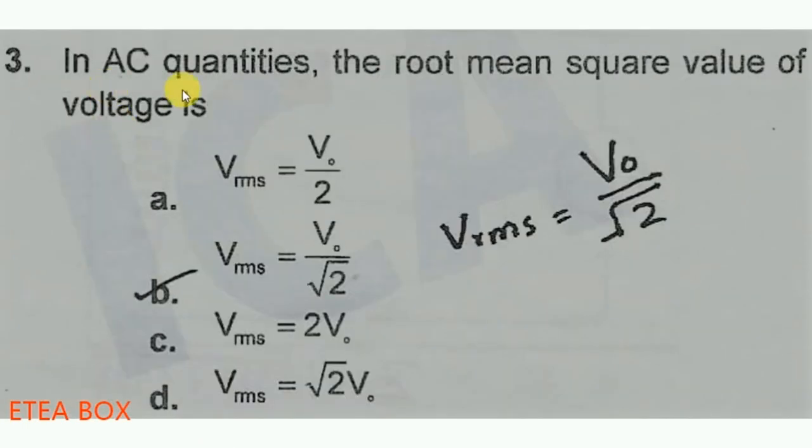In AC quantities, the root mean square value of the voltage is, so the root mean square value is V naught, which is the peak value, divided by under root 2. This one equation is present in your book. So here option B is the correct one. RMS is equal to V naught divided by under root 2.